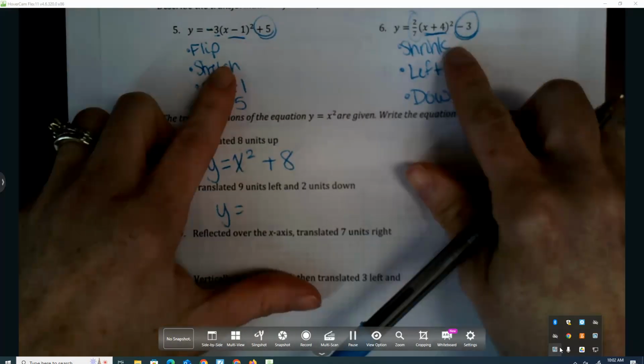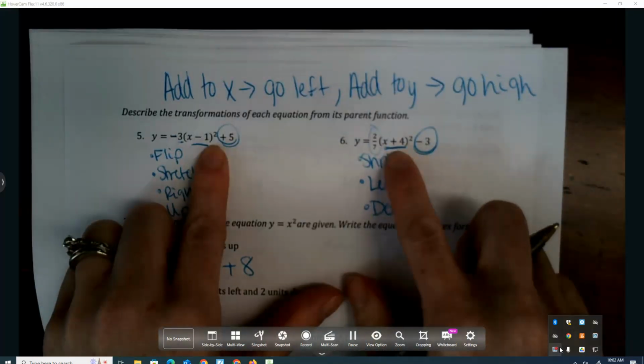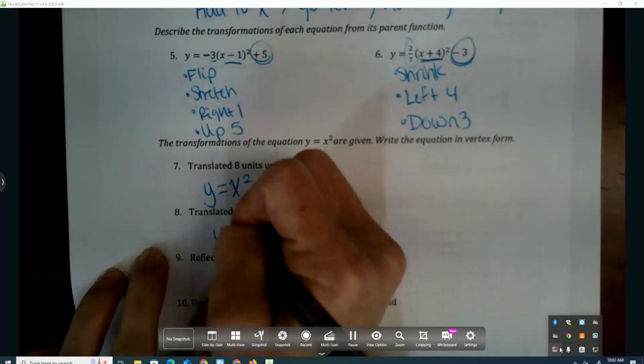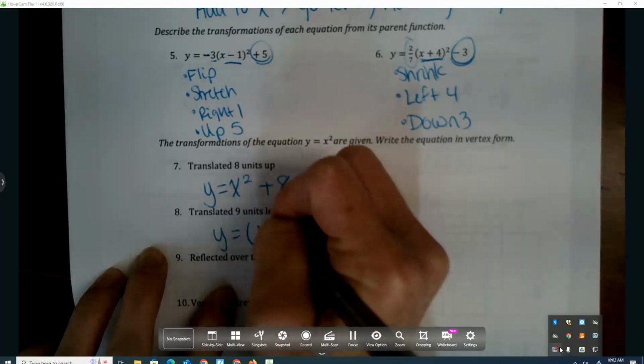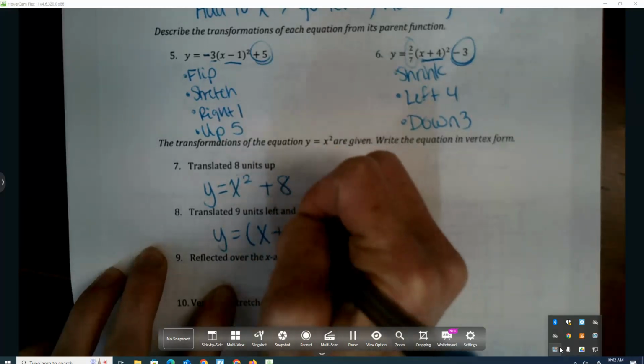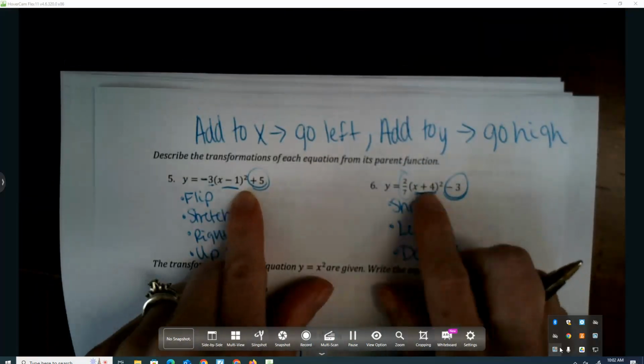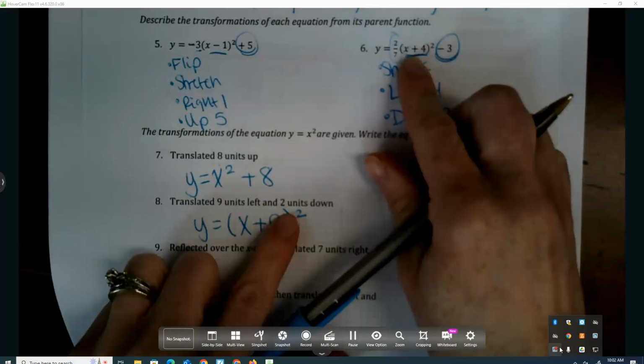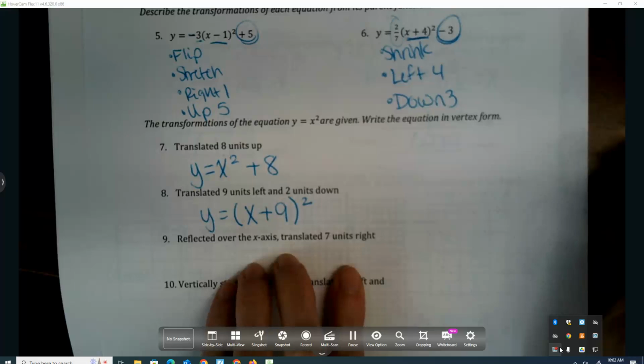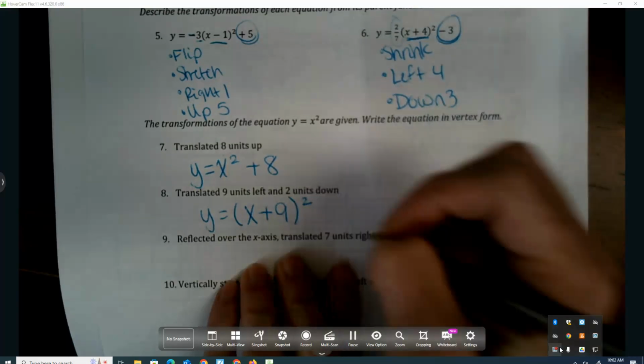Okay, look at 5 and 6. If I wanted to move left or right, it was inside my parenthesis. So if I want to go 9 to the left, add to x, you go left, so we have to have an x + 9 in parentheses, then we have our square, just like these equations up here. Down 2 would put what on the end? -2.